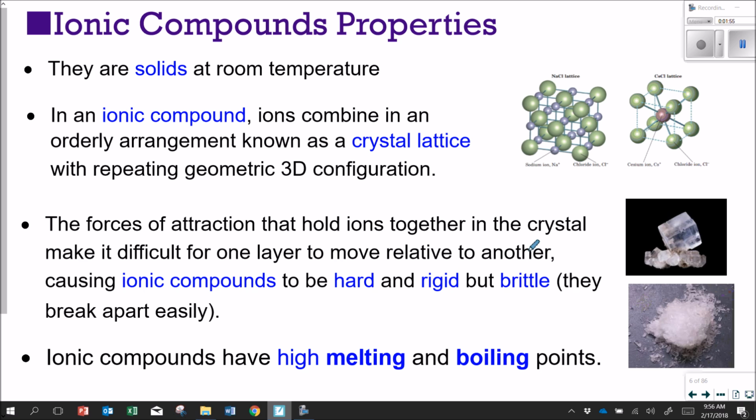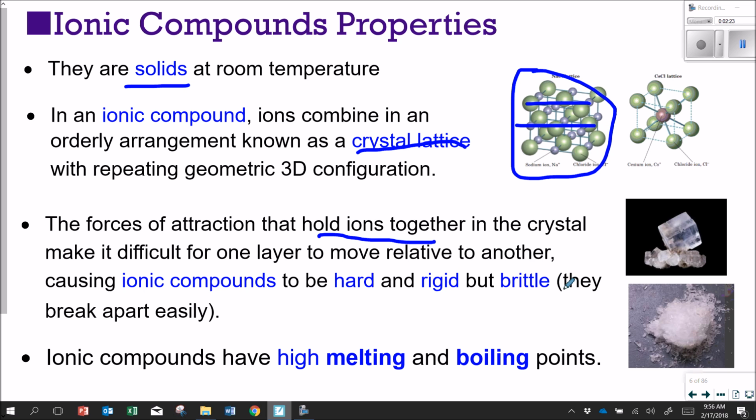Let's look at some properties of ionic compounds. Most are solids at room temperature. In an ionic compound, the ions combine in a crystal lattice structure, and you can see it over here. And it has a repeating geometric 3D configuration. There are forces of attraction that hold the ions together in that crystal, and that makes it difficult for one layer to move relative to another. So these layers do not move with respect to each other. This makes ionic compounds hard and brittle. Brittle means that they break apart easily.